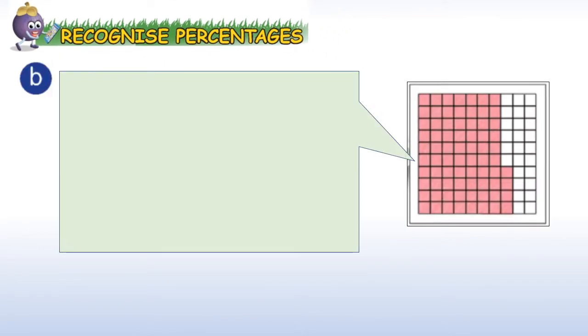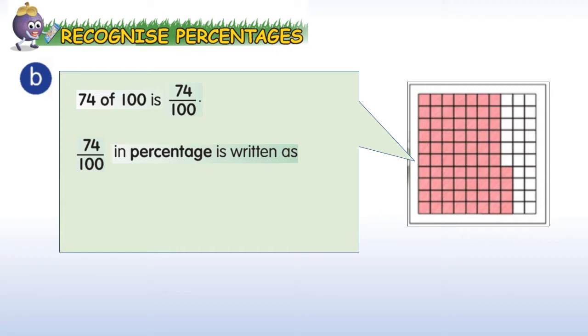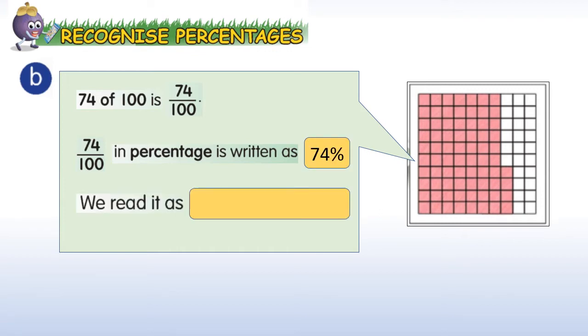This is another example of a 100 square grid. From the square grid you can see that 74 out of 100 squares were shaded. So 74 of 100 is 74 over 100. 74 over 100 in percentage is written as 74%. We read it as 74%.